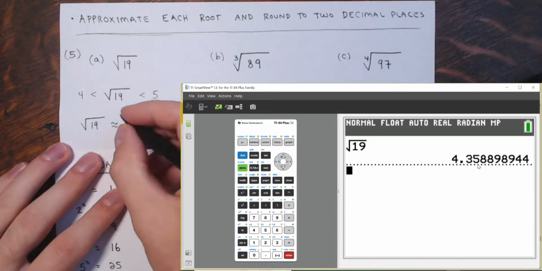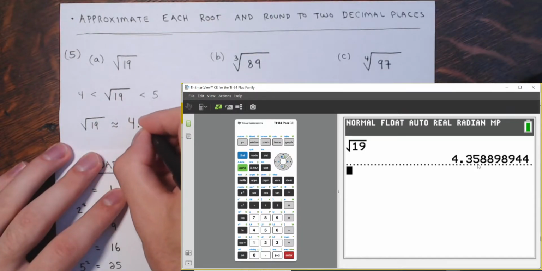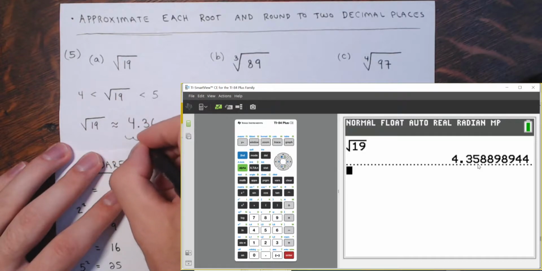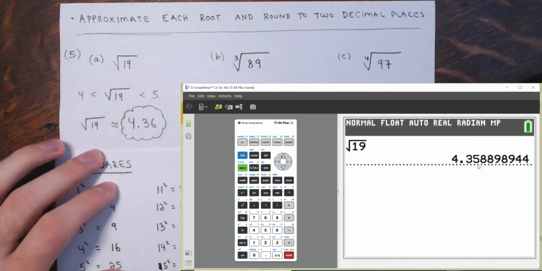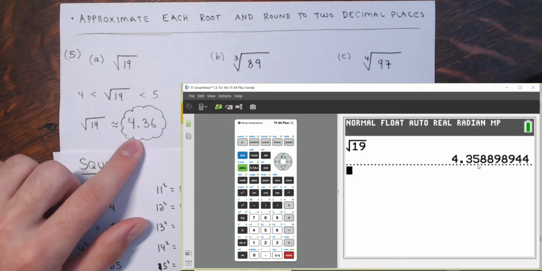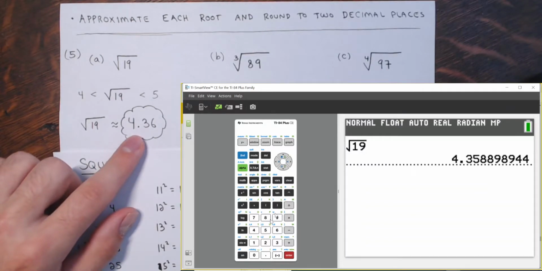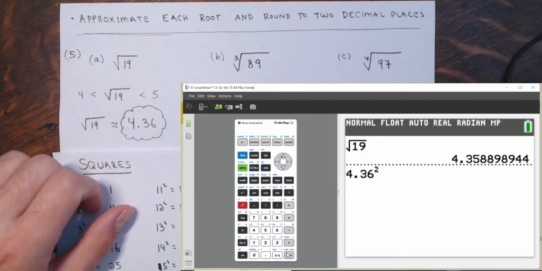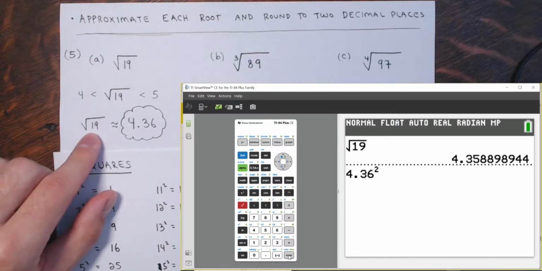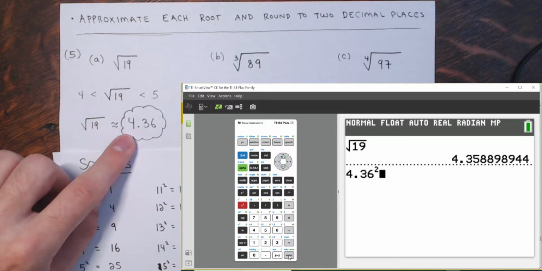Right? So I'm writing 4.36. All right, and then if you want to test this, take 4.36 and square it, raise it to the second power, 4.36 squared. This should be close to 19, right? It's not going to be exactly 19 because we rounded. This isn't exactly the square root of 19. It's around the square root of 19.